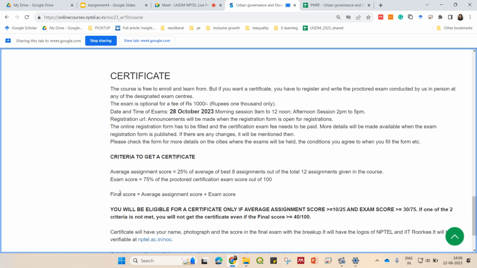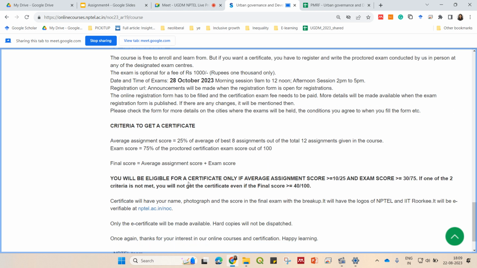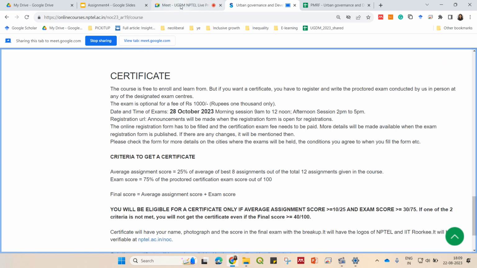So the final score will be your average assignment score, which is calculated like this, plus how you score in the exam. So 75% would be your exam score and 25% would be your assignment score. I hope this is clear to everyone, and I hope you all have registered for the exam. I think the deadline was a few days ago, or maybe got an extension. I don't know exactly the dates, but I hope all of you registered for the exam.